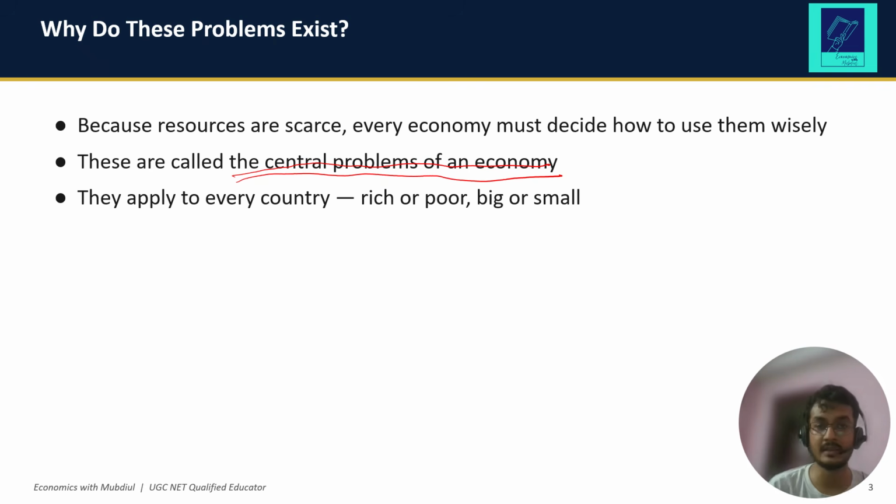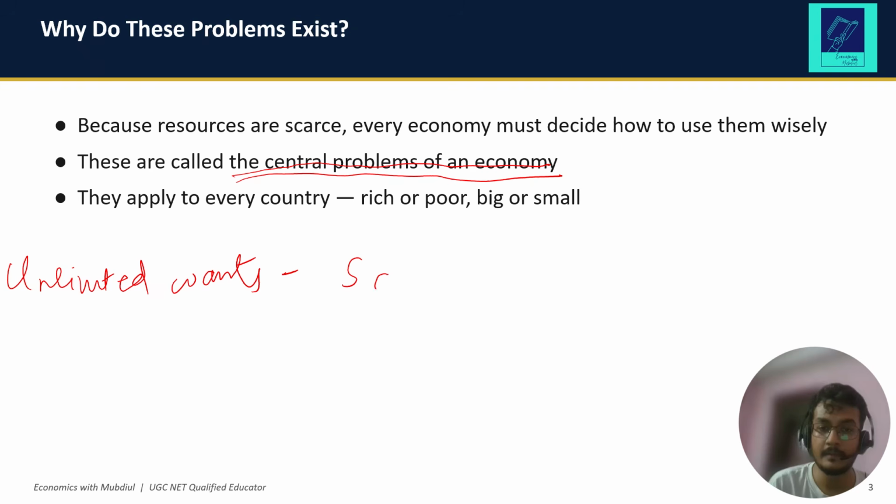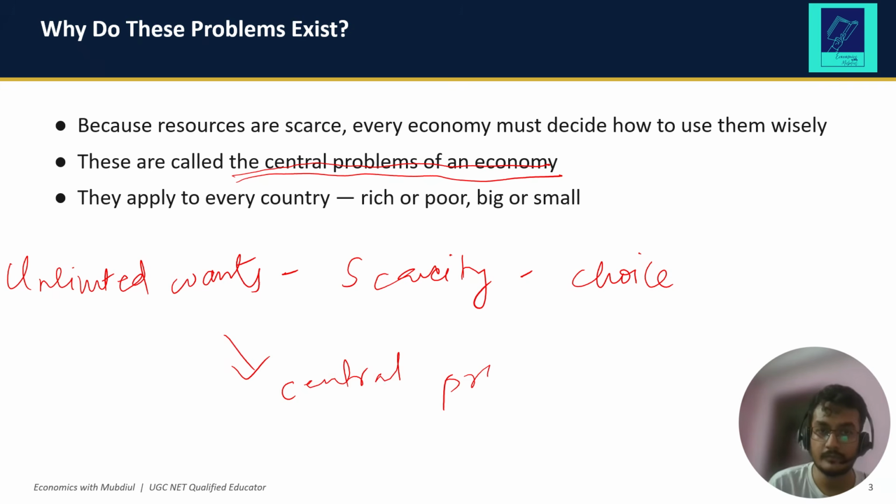So remember the complete chain. It begins with unlimited wants, which leads to scarcity, which leads to choice, and then it leads to the central problems of economy. Now that we have studied this until now, it naturally leads to today's topic.